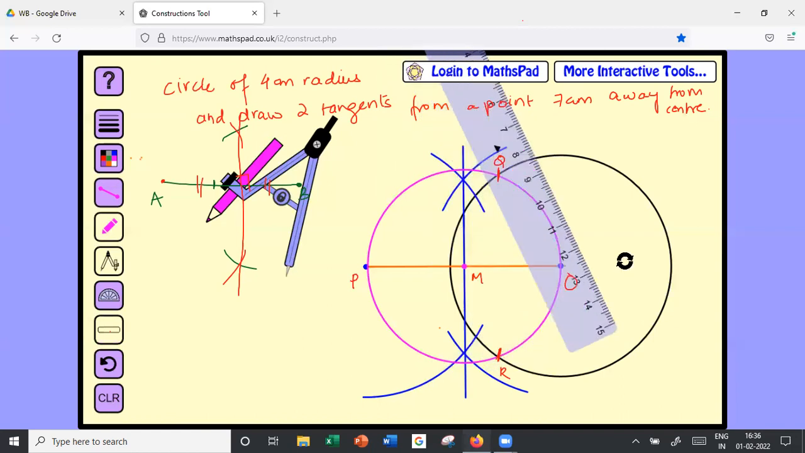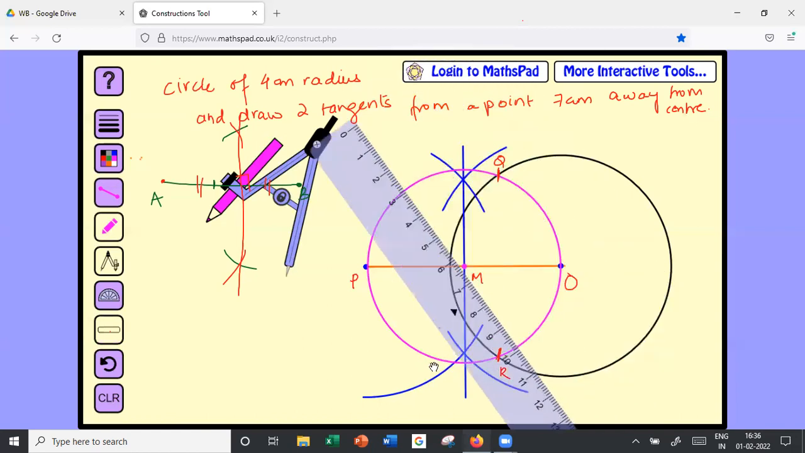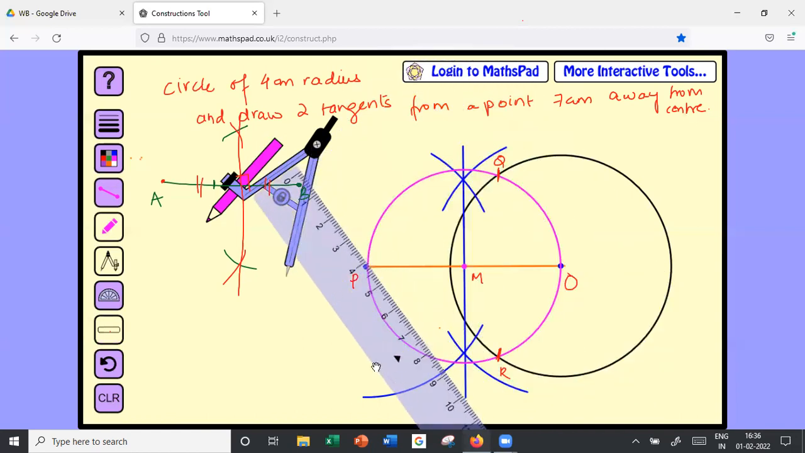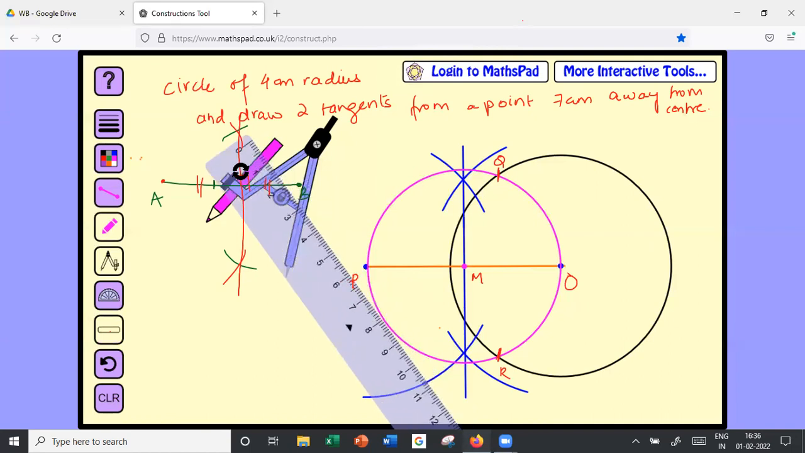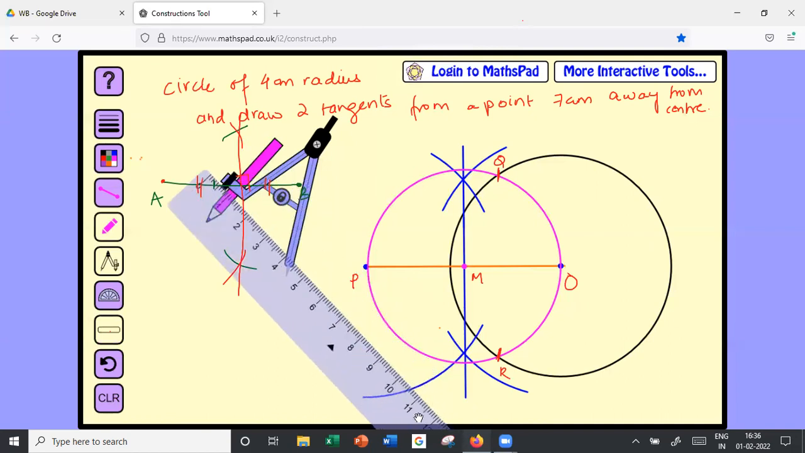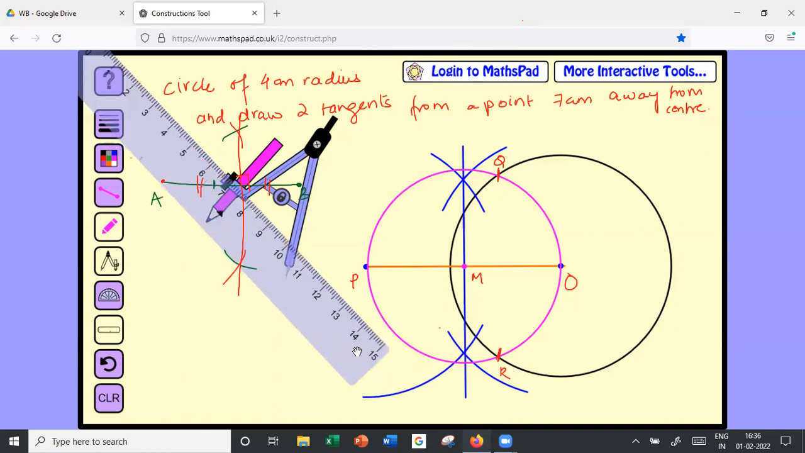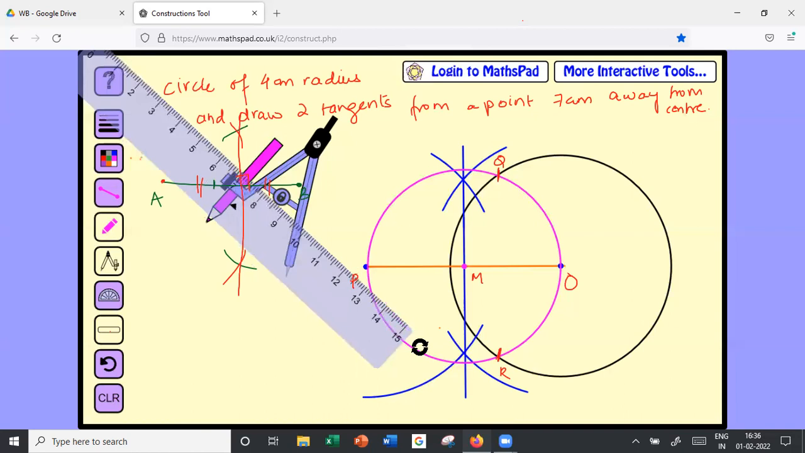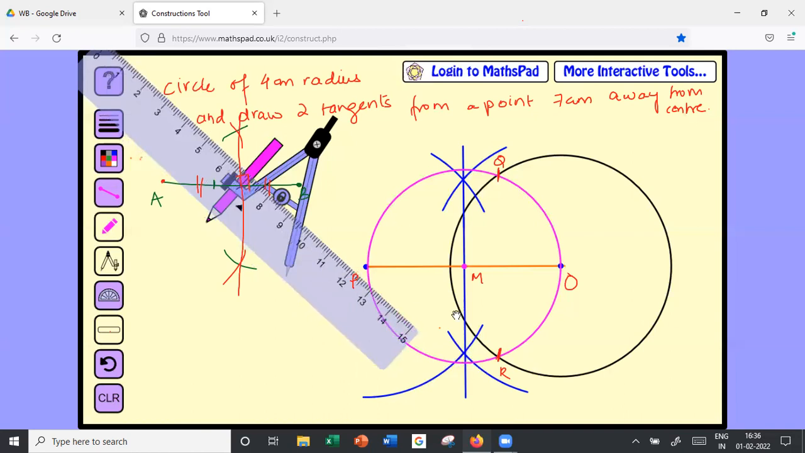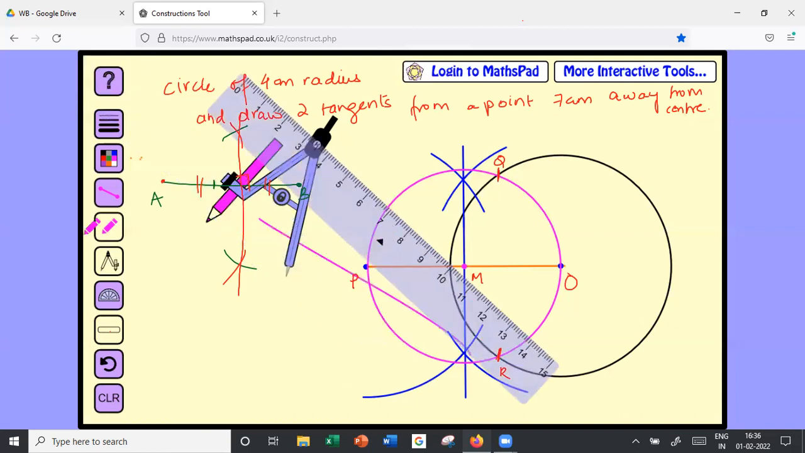Ma'am, I got disconnected. What are you doing? I can't see the screen. Try logging out and logging in then. Because I'm sharing my screen. Okay, what the hell is happening?